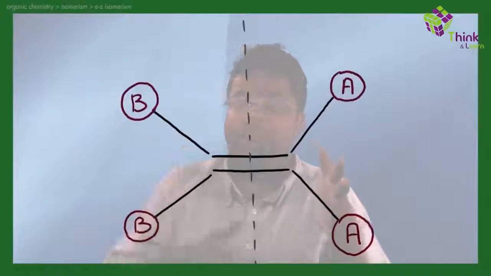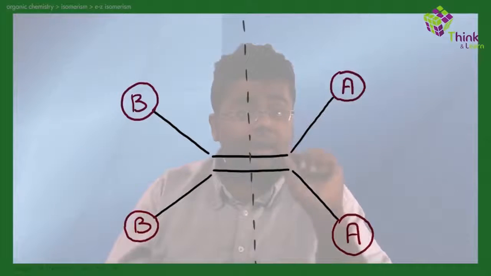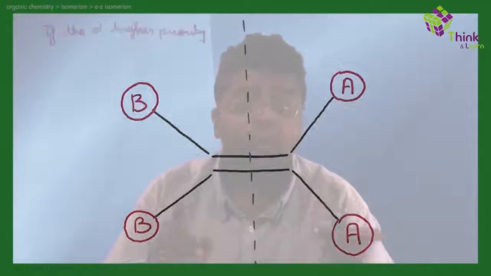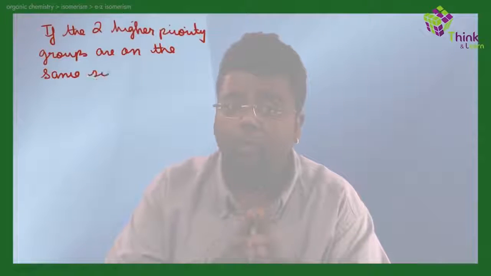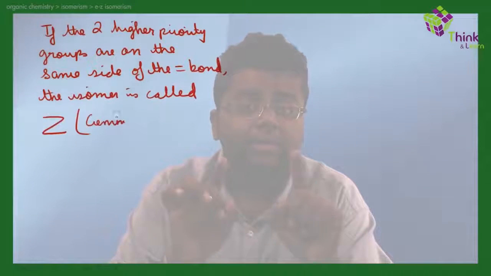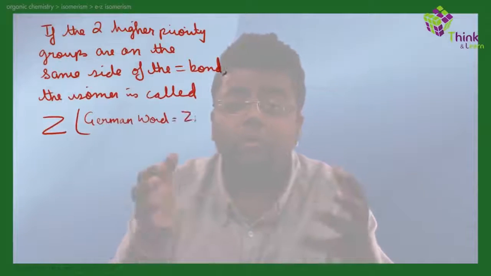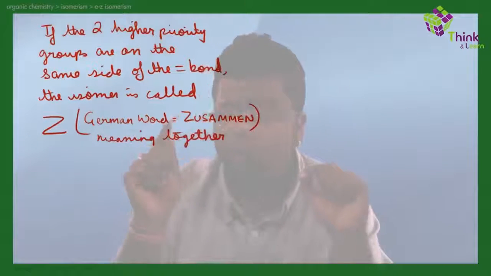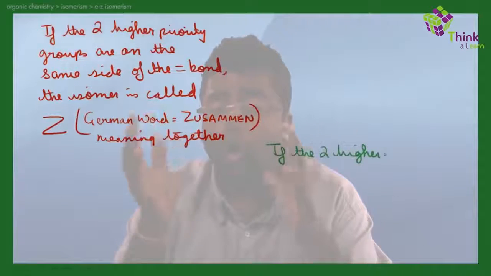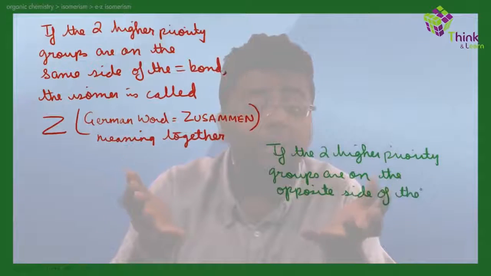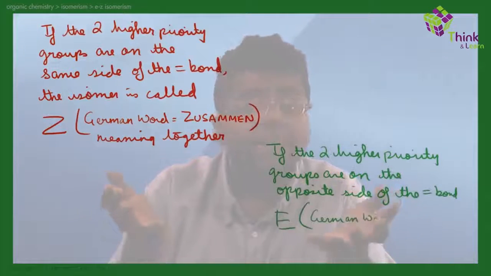Yes, if I have a compound like this, I will draw the vertical plane, and if the groups which have a higher priority on both the carbons are on the same side of the vertical plane, then they would be classified as Z. Yes, Z comes from a German word, zusammen, meaning together. And similarly, if two groups of higher priority are on the opposite side of the vertical plane, they would be called E. And E is again a German word, Entgegen.